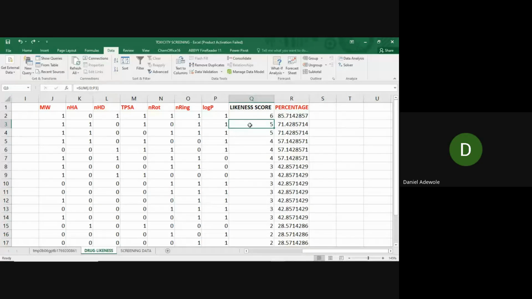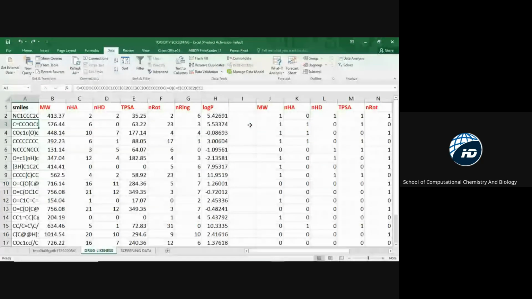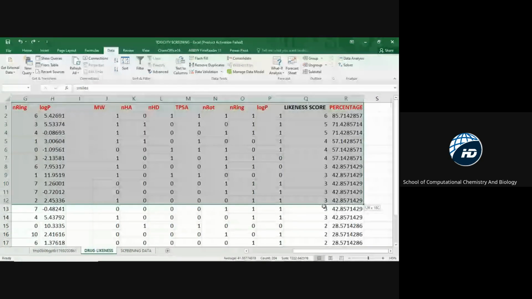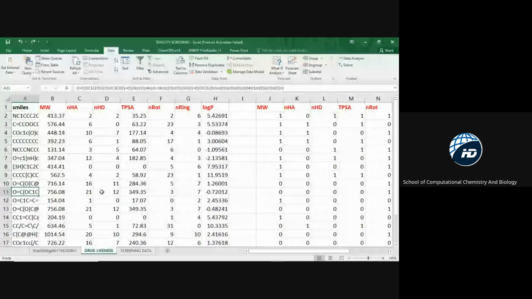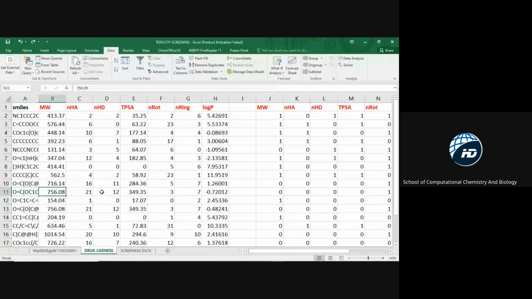My question is, did you highlight everything from molecular weight to likeness, or just click on that column alone? No, I highlighted everything from the SMILES down to the likeness, because I want it to sort in line with the SMILES. So copy, highlight from the SMILES down to the likeness score, then arrange.